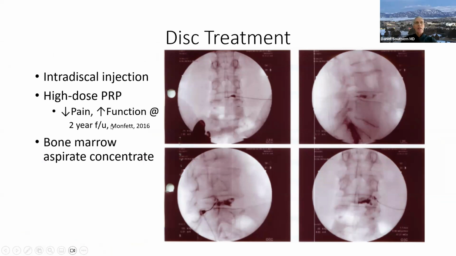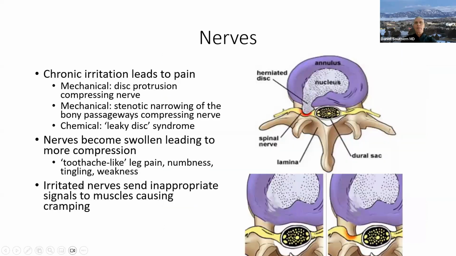one of the earliest. 2-year follow-up showed that this was successful. You could do this. These are fluoroscopic views of a needle being placed in a disc, and the dark stuff is dye that's being injected into the disc to prove that you're there and also to evaluate how disrupted the disc appears. Today, in my clinic, we use nothing but stem cells when going into discs. Why? Because we get far superior results.